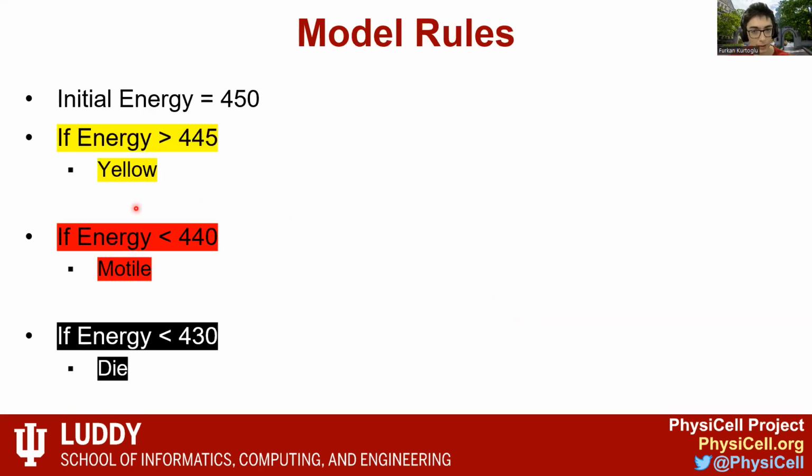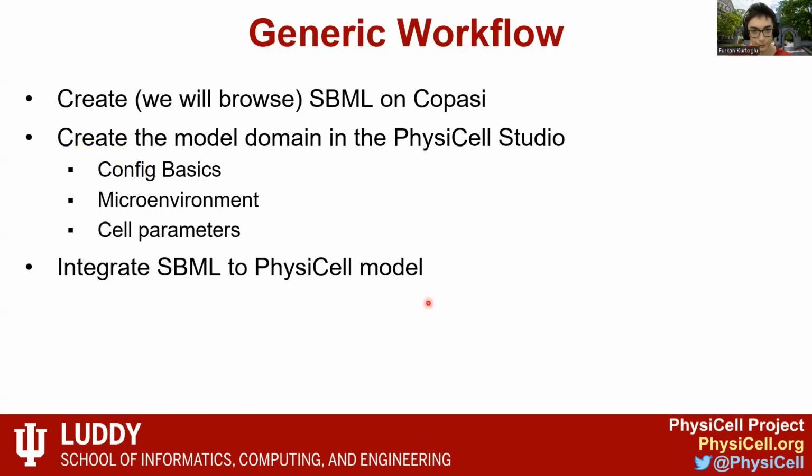There will be 3 colors you will see. If the energy level is greater than 445, the cells will be yellow. If the energy is less than 440, they will be moving and motile. And if it is less than 430, the cells will trigger their apoptosis.